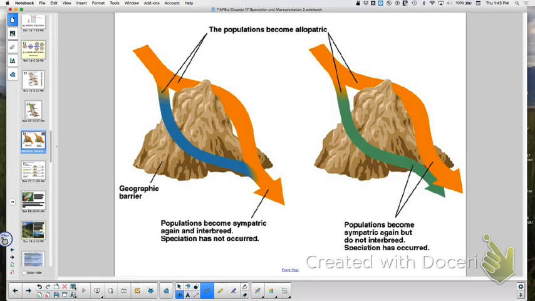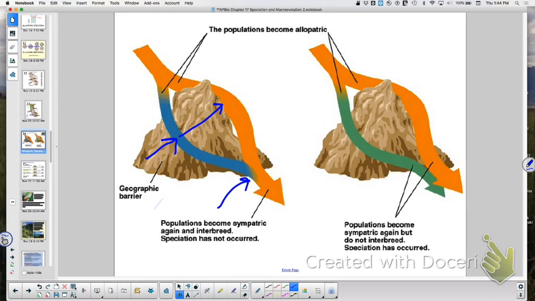When they come back together, they're sympatric. One form of speciation is a result of your being allopatric, that you accrue differences. So the left one's still allopatric, it's not speciation. Here they're allopatric because they're separated. Here they are sympatric again. Does that make sense? Sympatric is side by side, allopatric, you are separated.